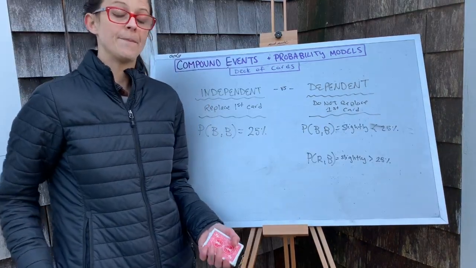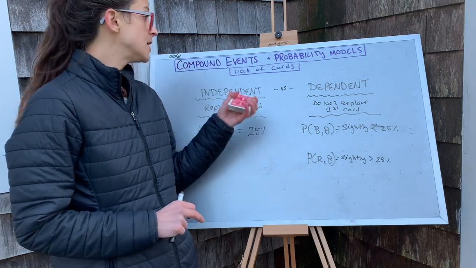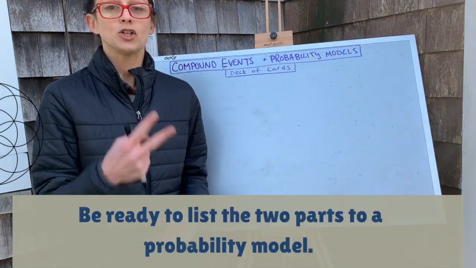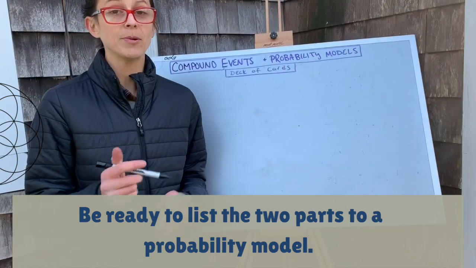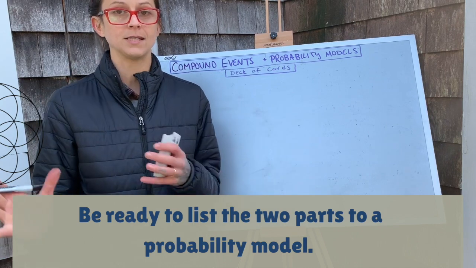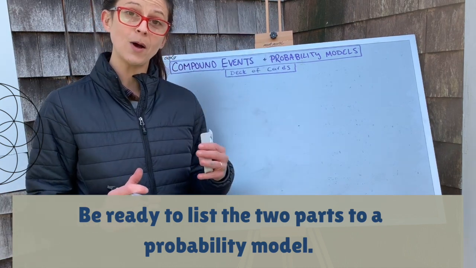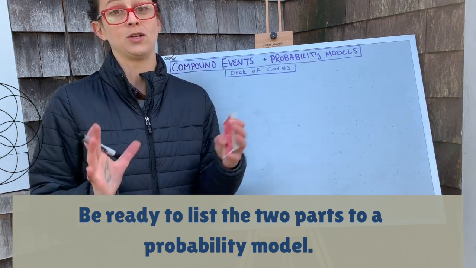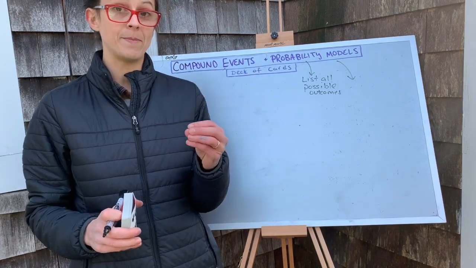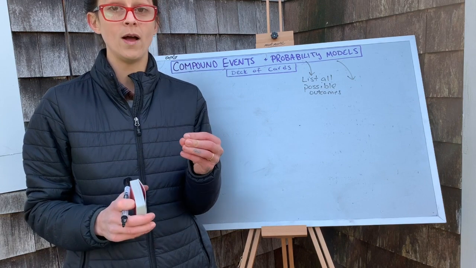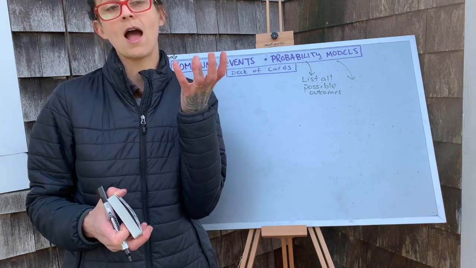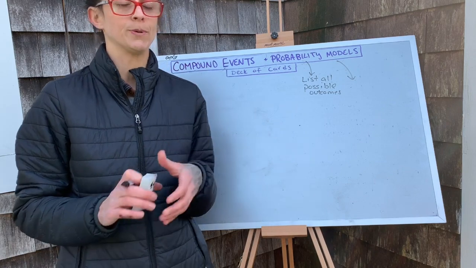That's a quick look at compound events using a deck of cards. Now let's look at a probability model using a deck of cards. There are two parts to a probability model. A probability model must take all the possible outcomes and categorize them. You could list all the possible outcomes to cover them all, or you can put them into groups. The other component of a probability model is that the sum of the probabilities has to equal 1 in fraction or decimal form, or in percent form it needs to equal 100%.